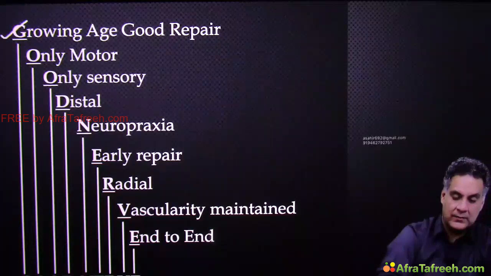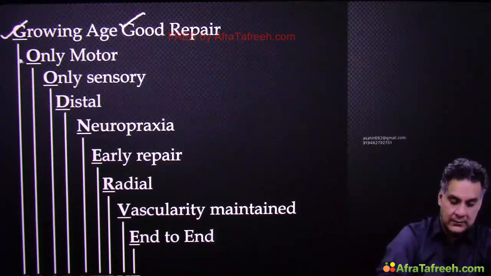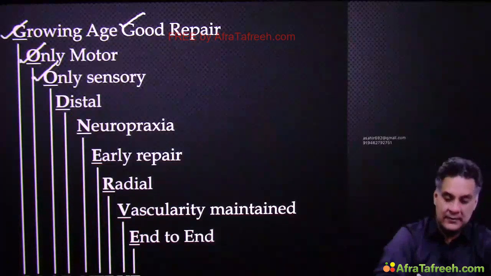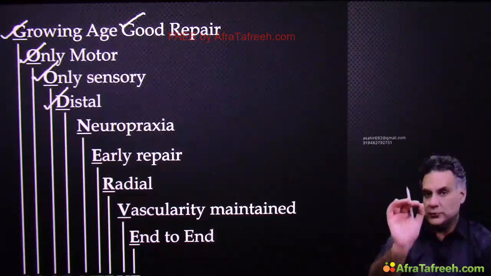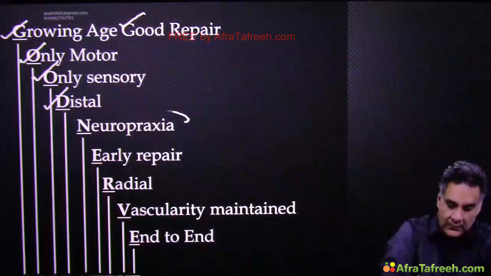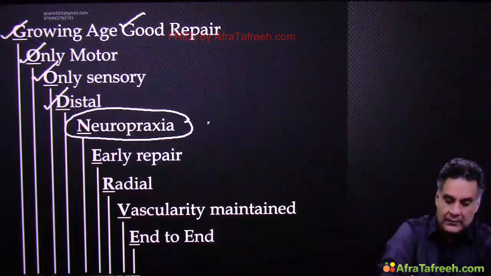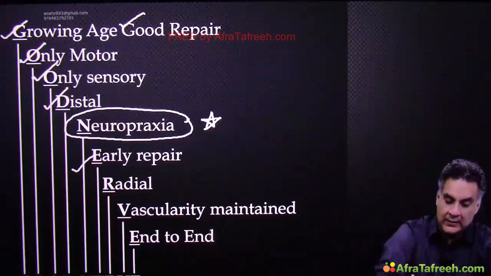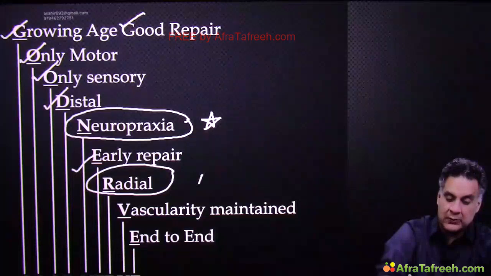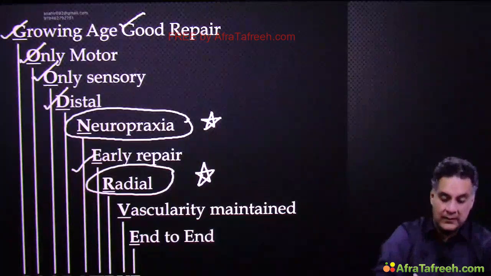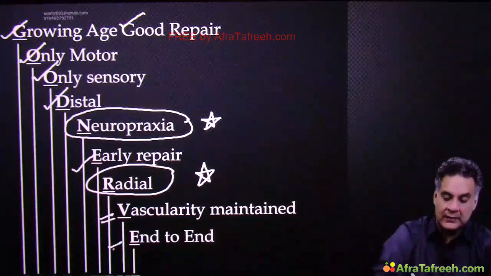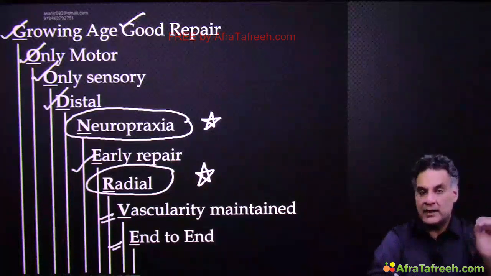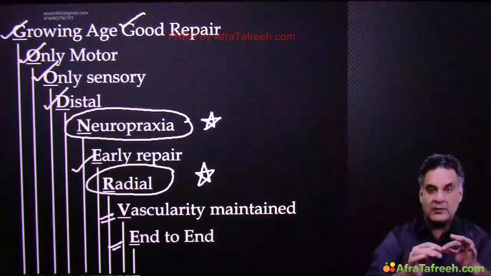Growing age, good repair, pure motor or pure sensory nerve, distal lesion. But usually they don't ask you this. Neuropraxia has 100% recovery. Question asked: early repair, radial nerve, best prognosis. Question asked: maintain vascularity and end-to-end repair. Remember, end-to-end means you cut the ends and you're able to repair.